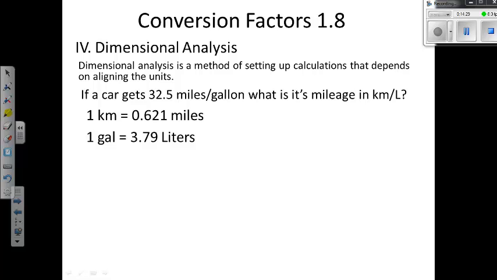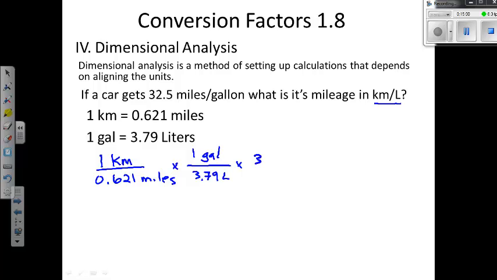So I know I want my answer in kilometers per liter, so I'm going to set up my equation that way. My two conversions are kilometers and 0.621 miles. And I want liters in the denominator, so I'm going to set up this one so I have liters in the denominator. I can use L for that.